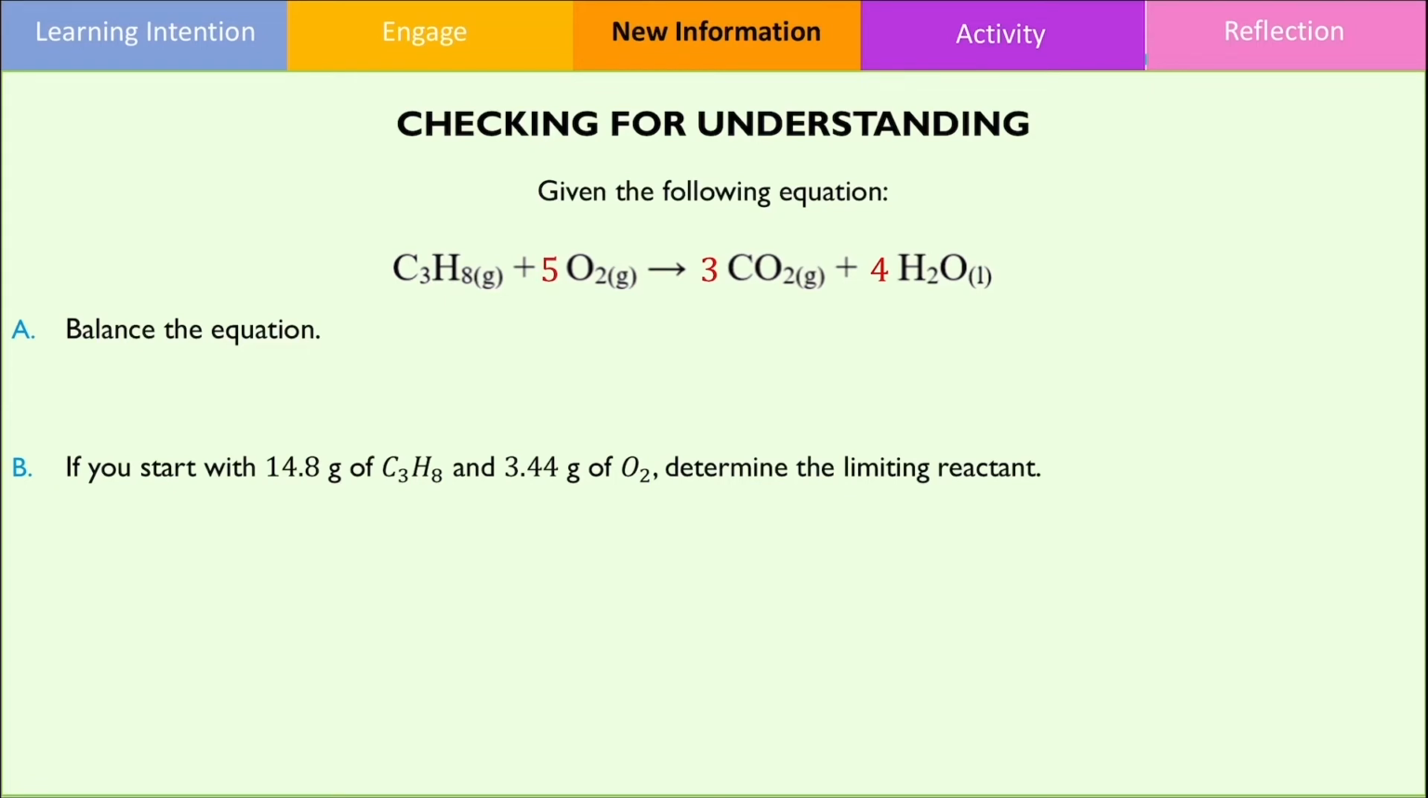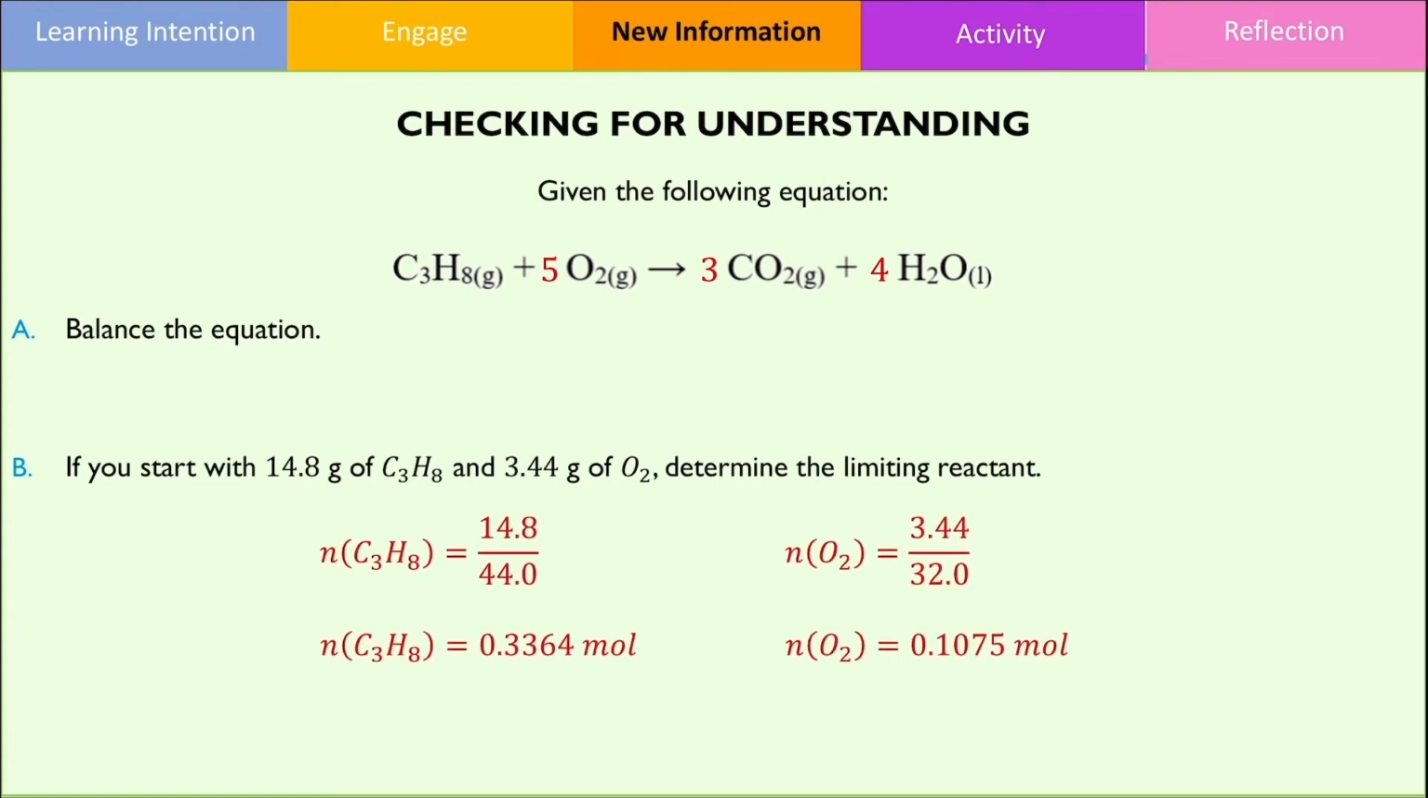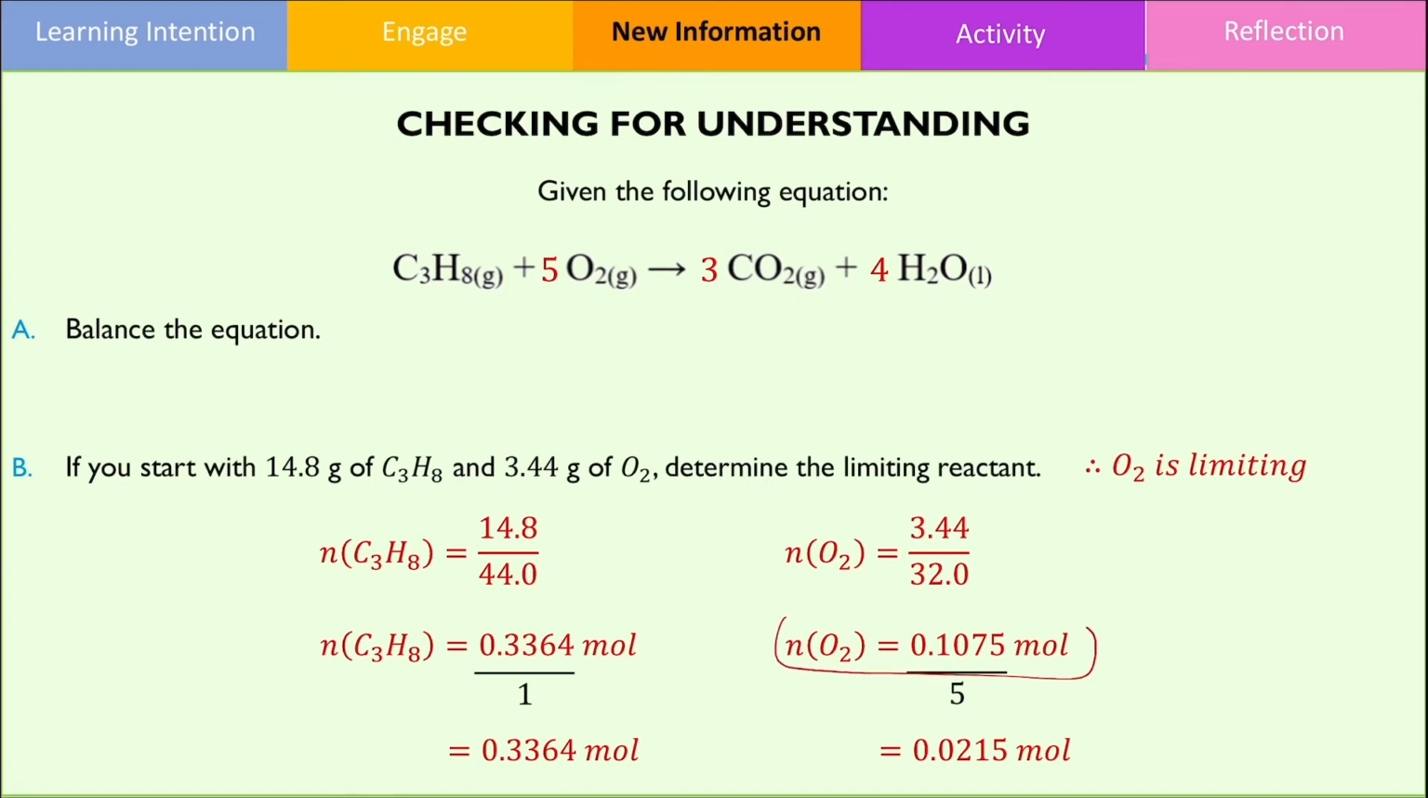In part B, we need to identify the limiting reactant. This is achieved by first calculating the number of moles of propane and oxygen present. The next step is to divide propane by 1 and oxygen by 5 as indicated by the balanced chemical equation. Based on these amounts, the limiting reactant is oxygen. Keep in mind for parts C, D, and E, we should always be using the original value of the moles of oxygen to do subsequent calculations.